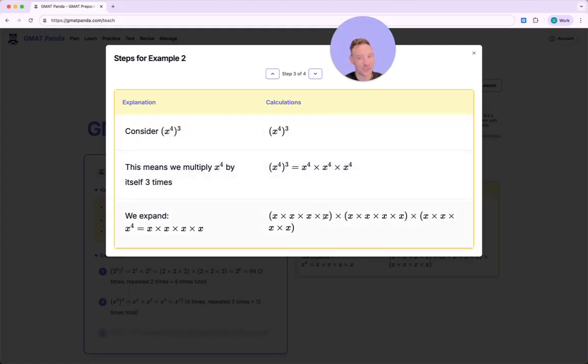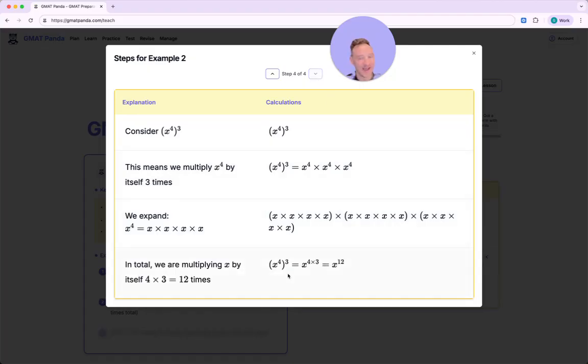And then each of those could be broken down into, well, in total, 4, 4, 4, so 12 x's. And that gives us x to the power 12, which we can also write as x to the power 4 times 3. So here, what we're doing is exponents of exponents, and in that case, we're multiplying the exponents together.